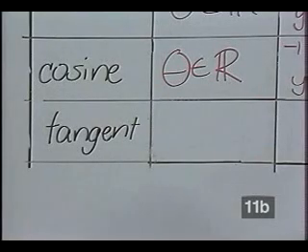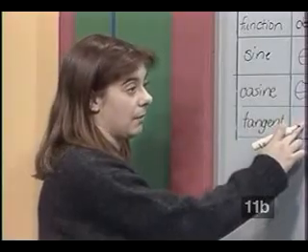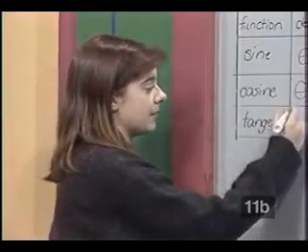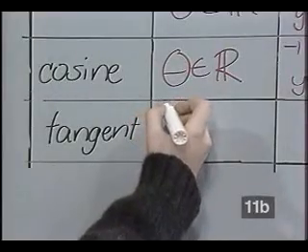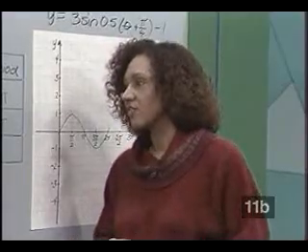And for tangent then, the domain would be theta's in the set of real numbers, except theta cannot equal pi over 2, or pi over 2 plus any multiple of pi. Right. And what happens at those values? There's an asymptote. An asymptote, which means that the function is undefined for that value of theta.